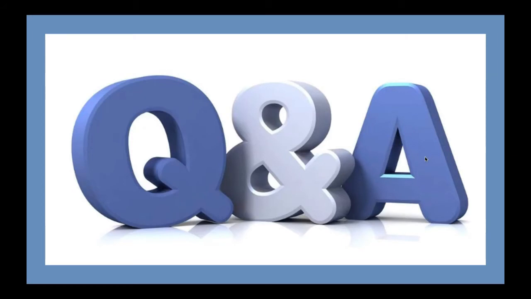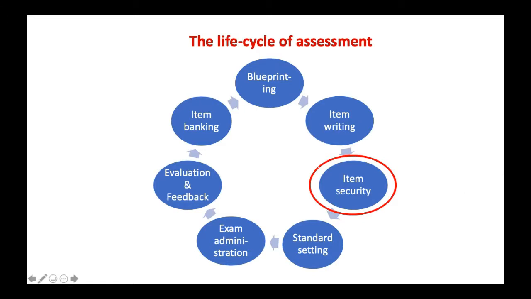Okay, so that part I will be talking about in the next stage. The next stage is item security and scrutiny, meaning to assess whether the question that was written is appropriate. So why should you do that? First, let's look at why.